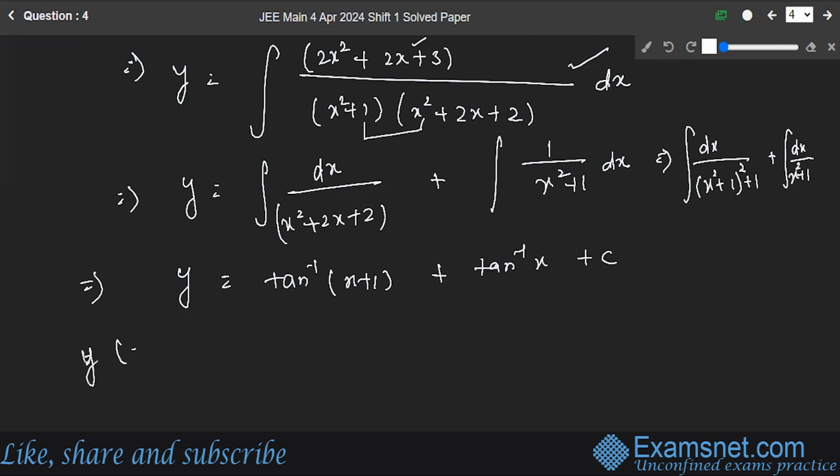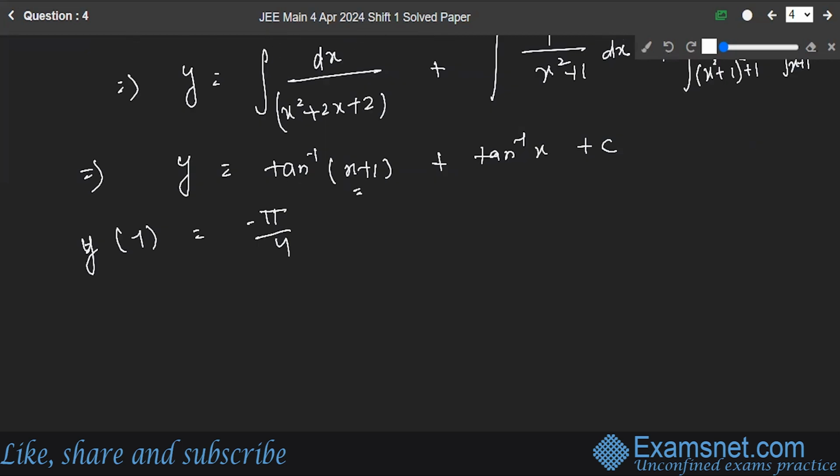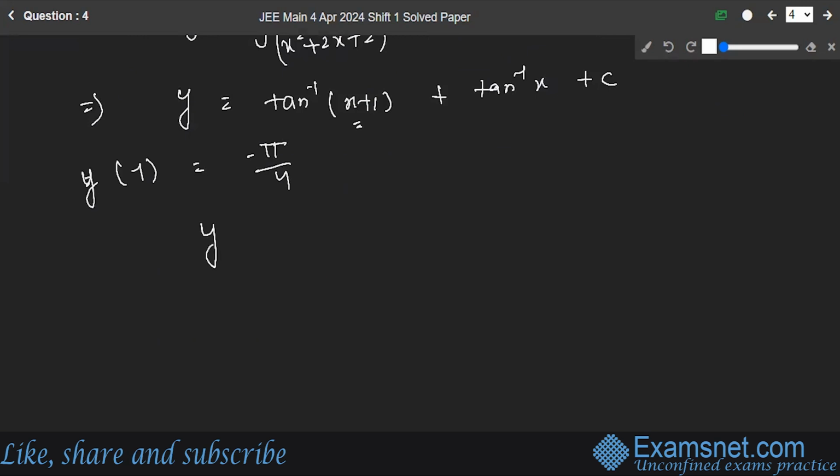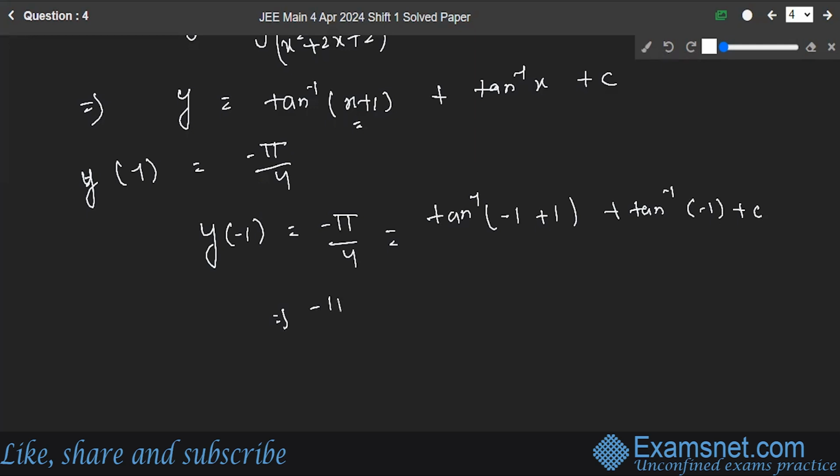So now you are given that y of minus 1 is equal to minus pi by 4. So let's put x is equal to minus 1. You will have y of minus 1 equal to minus pi by 4. This is equal to tangent inverse of (minus 1 plus 1) plus tangent inverse of minus 1 plus c. So here is minus pi by 4 and this is equal to, because this will be 0, tangent inverse of minus 1, which is minus pi by 4, plus c. This gives me c is equal to 0.